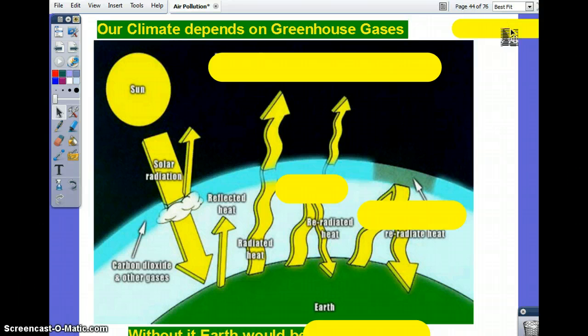So our climate depends on greenhouse gases. Greenhouse gases affect the climate, but the climate depends on them. Why? It traps heat. Without greenhouse gases, Earth would be uninhabitable. We would not be able to live here because it would be too cold. So the greenhouse gases actually helped life be sustainable on Earth.